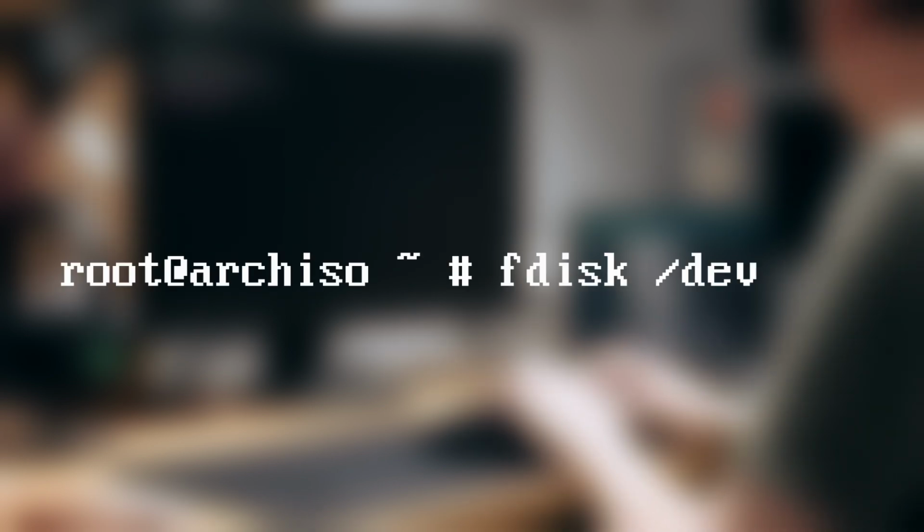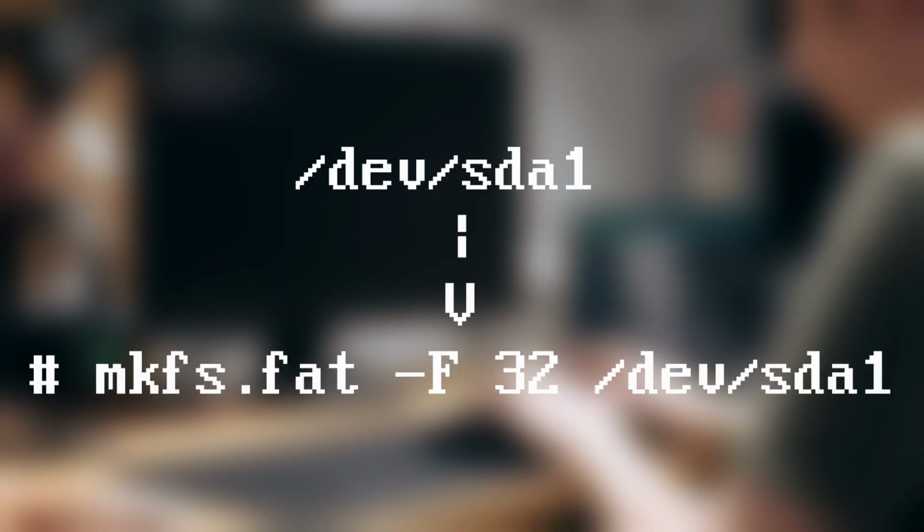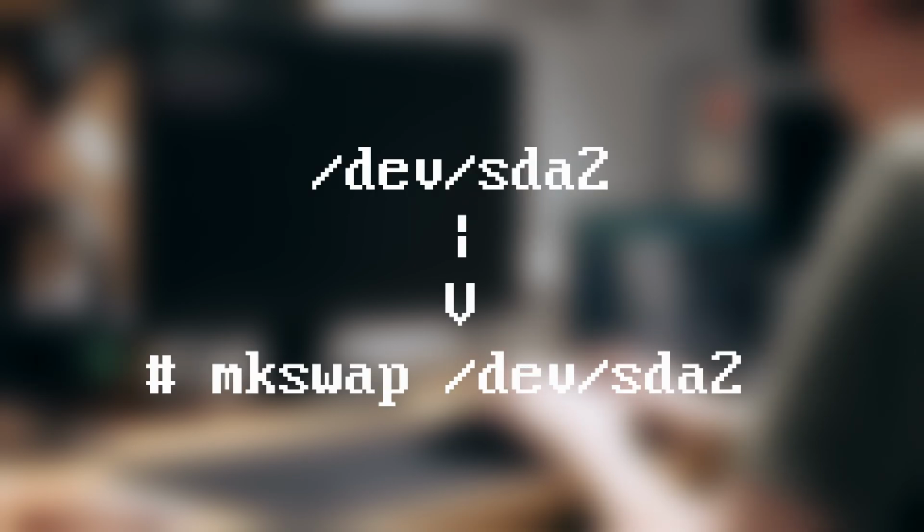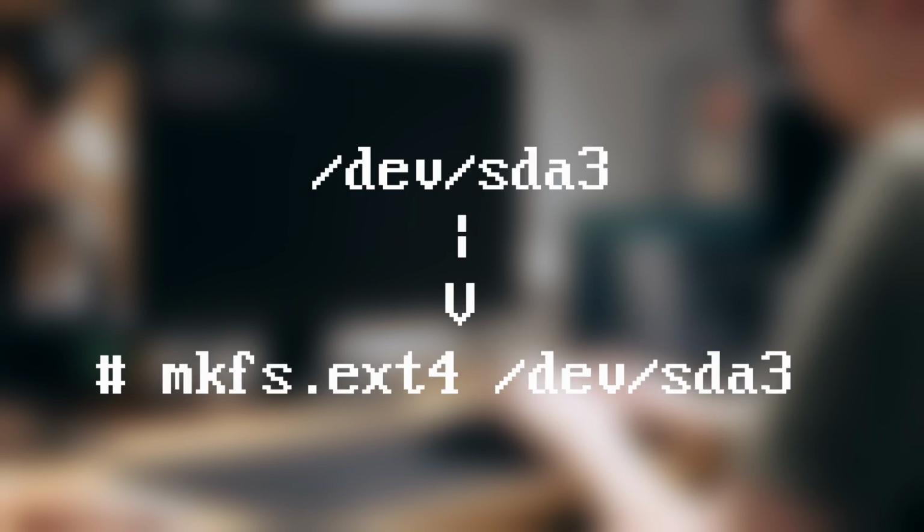I went with the first basic GPT setup of a boot partition of 4 gigabytes that gets formatted to FAT32, a swap partition of 5 gigabytes that gets formatted with mkswap, and a root partition for everything else that gets formatted to be ext4.